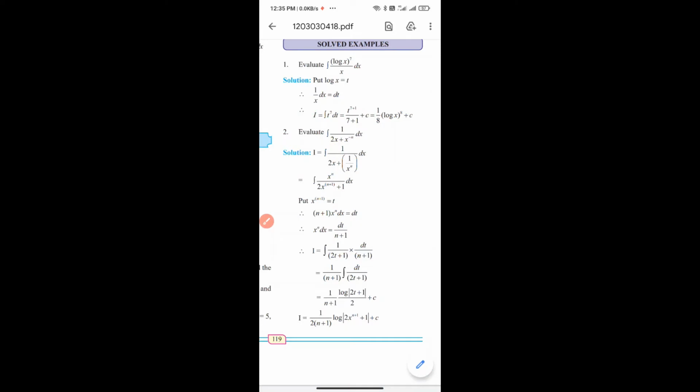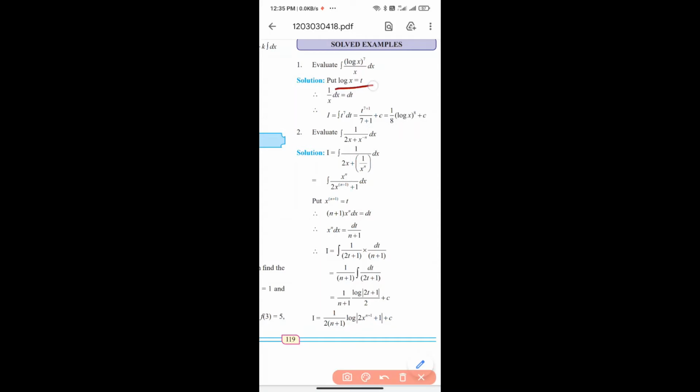So after doing this in mind, you can put log x equal to t, right? Now you can write one more step over here. If log x is equal to t and you differentiate this with respect to x, then 1 by x will be equal to dt by dx. Okay? And then you can write this step: 1 by x dx is equal to dt.